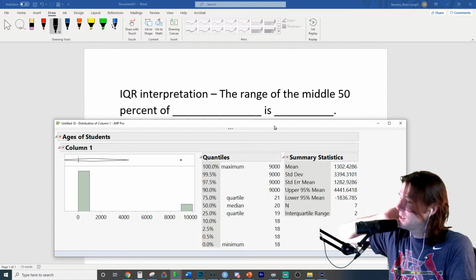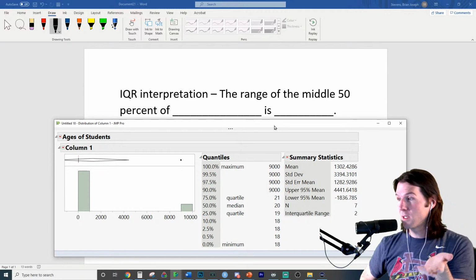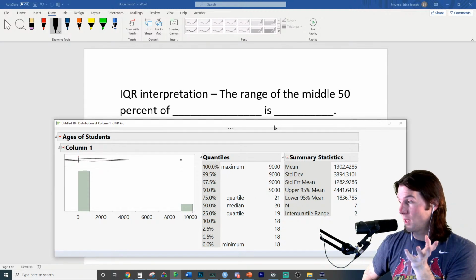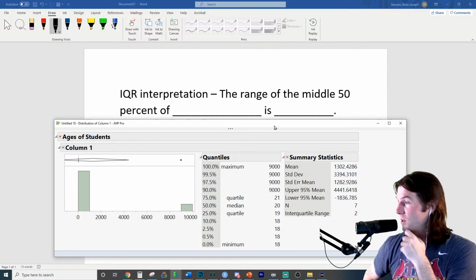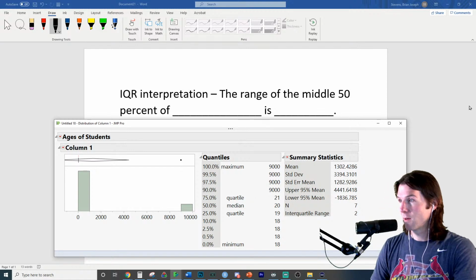The range of the middle 50% of the age of students is 2. Daria, that'd be 100% right there. That's exactly it. The range of the middle 50% of students is 2. Nice job. And I think Madison put it also. That's the context. So make sure to put your context right here and give the actual number.